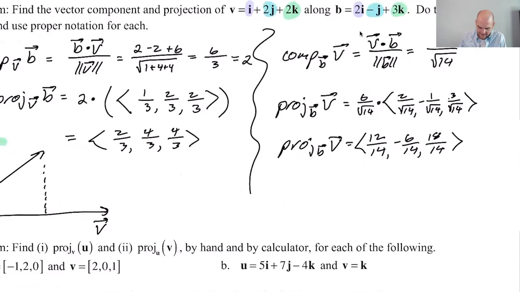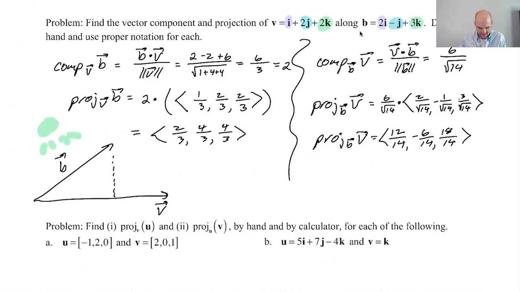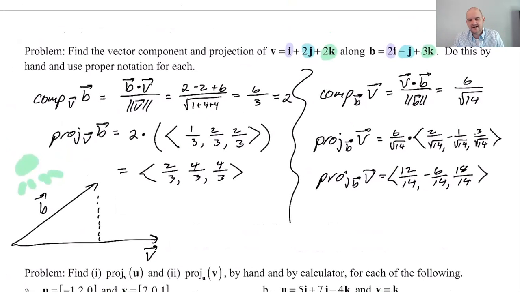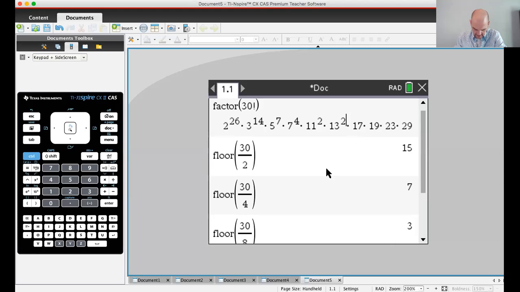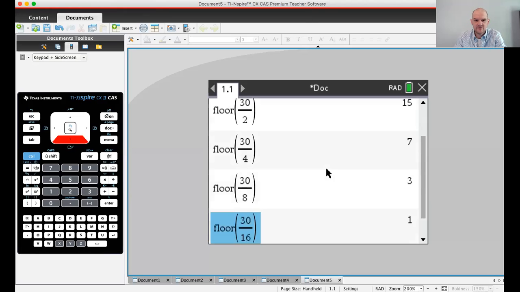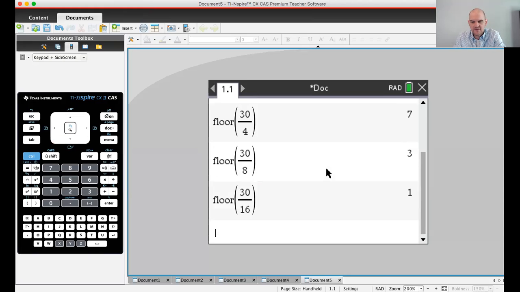So is there any relationship between these two projections? I don't really think so. I don't really know. Looking at them, I'm not seeing anything. I'm going to try this on the calculator, and then I'll probably cut it and come back and do the next one, which is essentially the same problem, except it's by hand and by calculator.